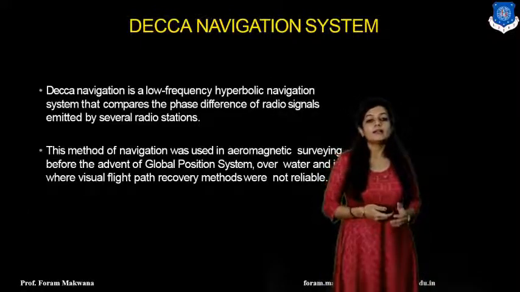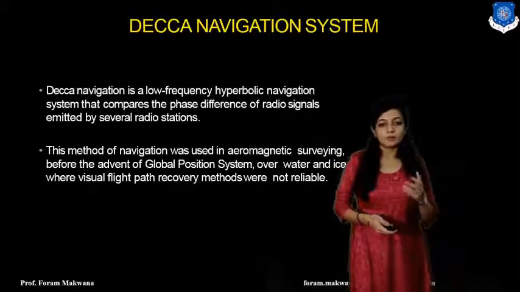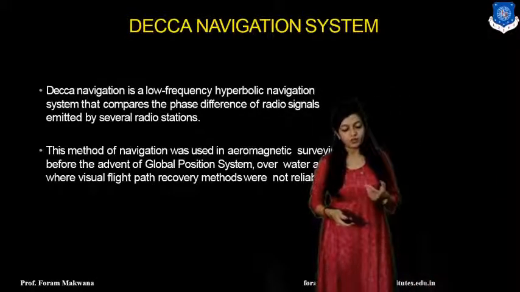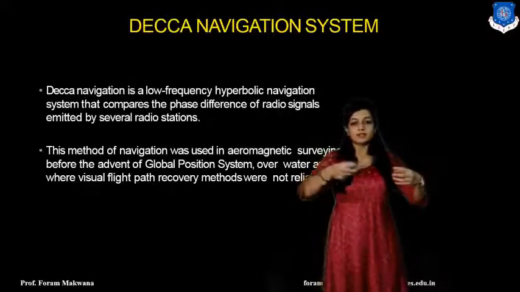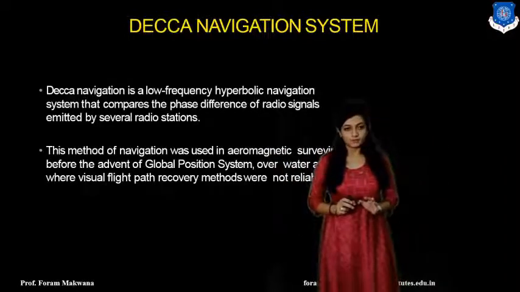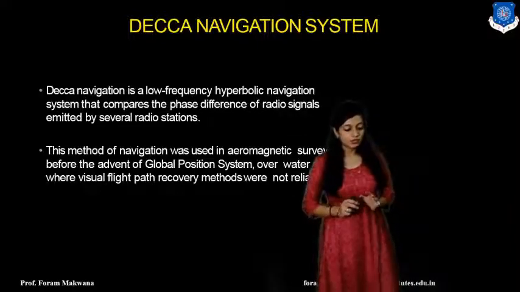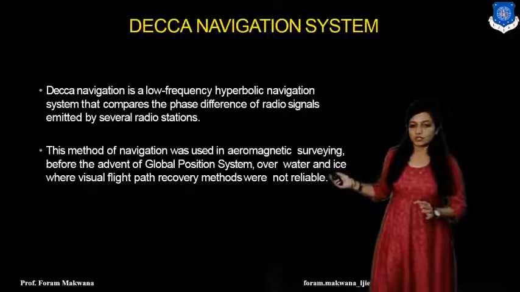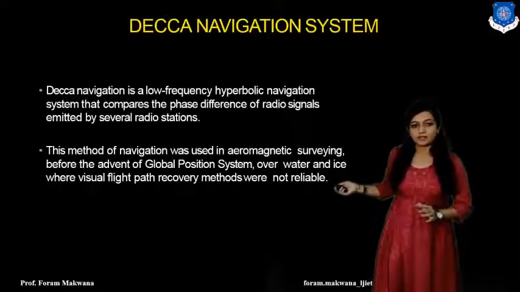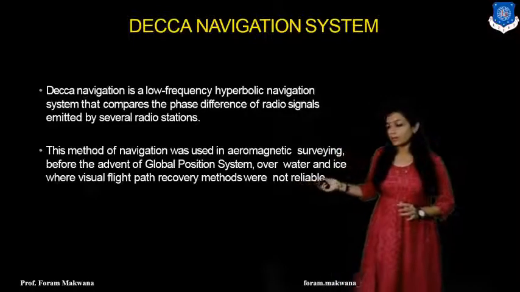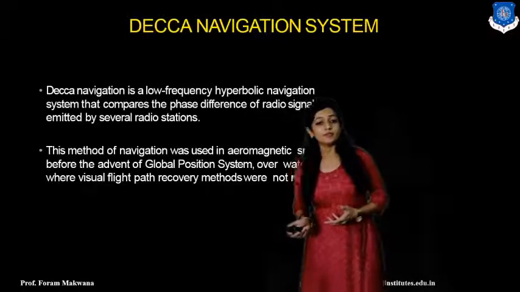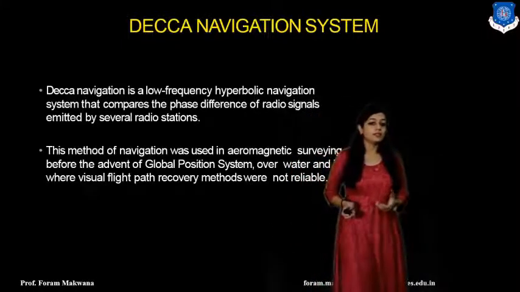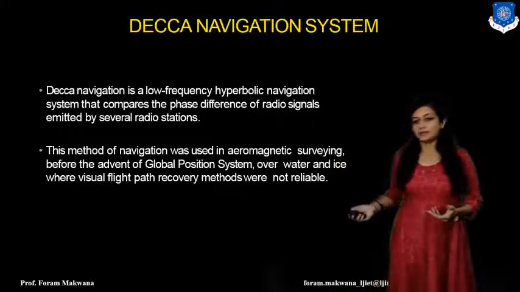So the DECCA navigation is a low frequency hyperbolic navigation system. What does it compare? It compares the phase difference of radio signals, which are emitted by several radio stations. Right? So this method of navigation was used in aeromagnetic surveying before the advent of the global positioning system over water and ice, where the visual flight path recovery methods were not reliable. Alright?